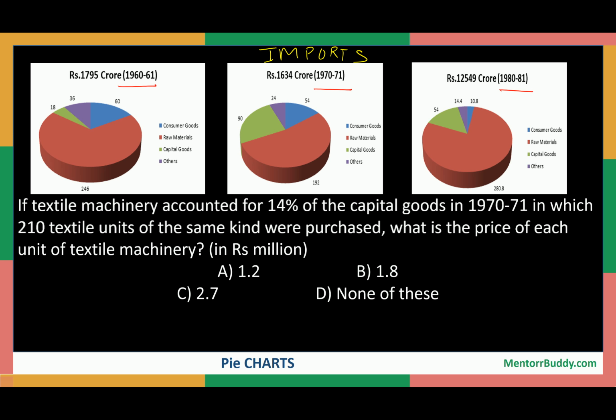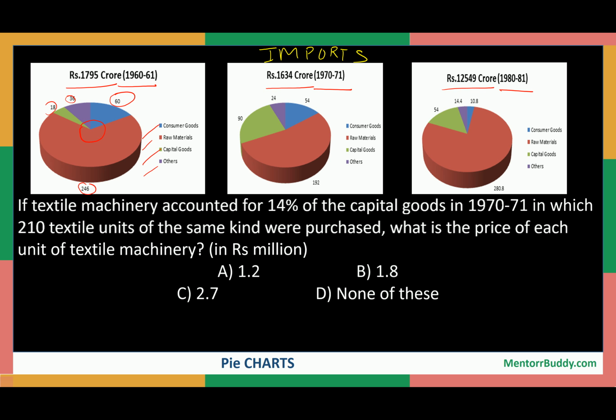Okay, and the total amount is given in crores of rupees. That is, the first is 1795 crore, the second is 1634 crore, and the third fiscal year is showing 12549 crore rupees. And the distribution of different commodities has been given with different colors, like consumer goods, raw material, capital goods and others. With different colors it has been represented, and the representation is done in the form of degrees, that is 60 degree, 36 degree, 18 degree and 246 degree. In total there are 360 degrees in a circle, which has been divided into different degrees.